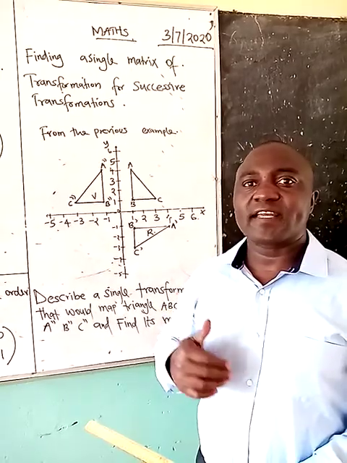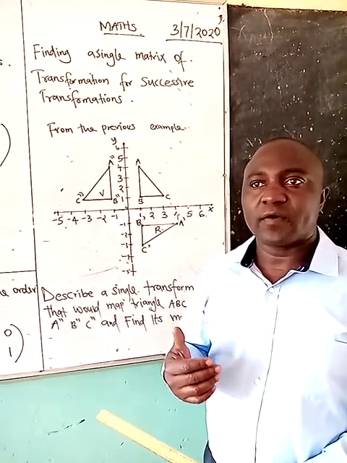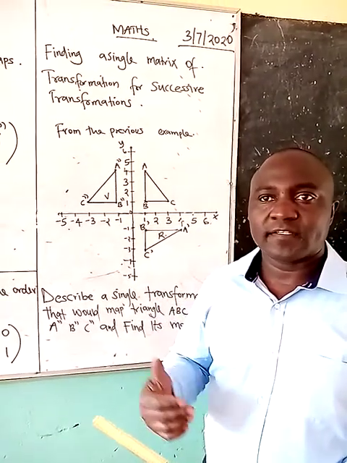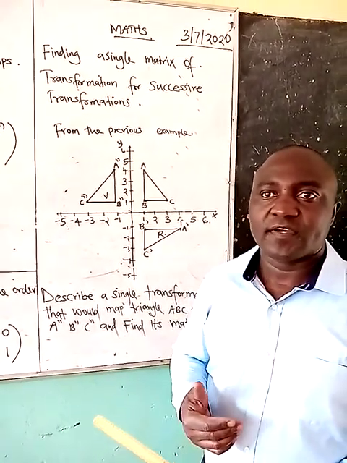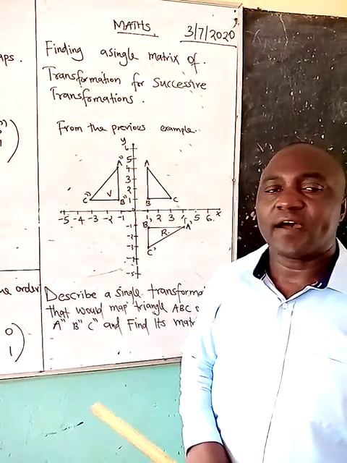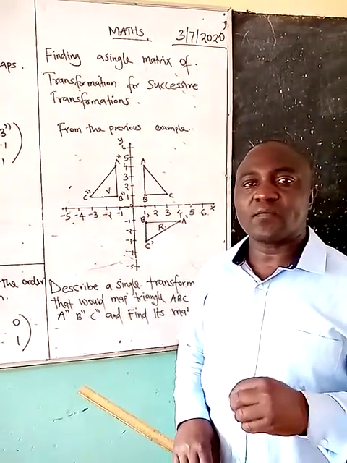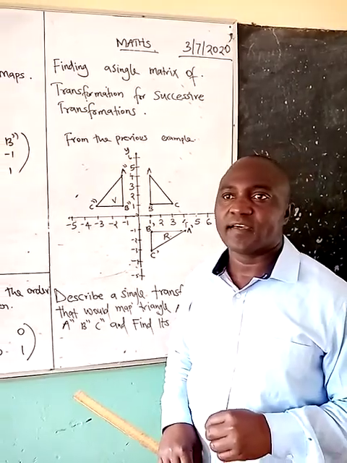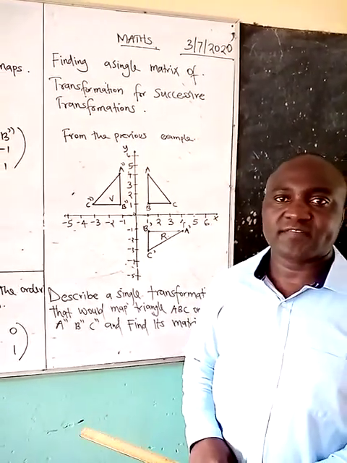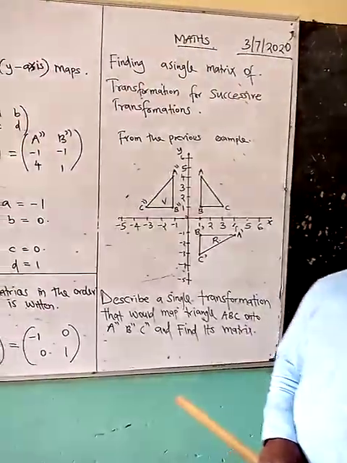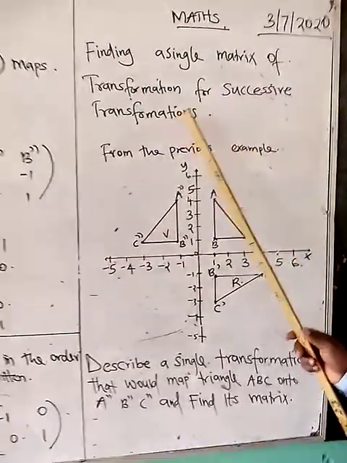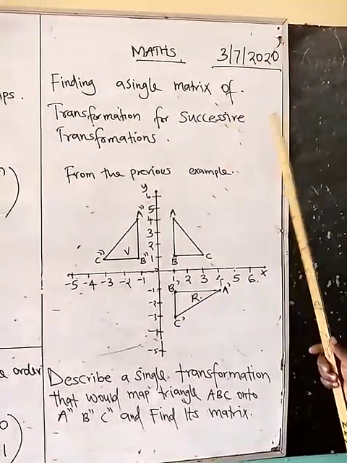In our previous class, we saw successive transformations, that is, transformations that follow one after the other. Today we want to find a single matrix of transformation that can result from two or more successive transformations. Let us look at the case here: find a single matrix of transformation for a successive transformation.